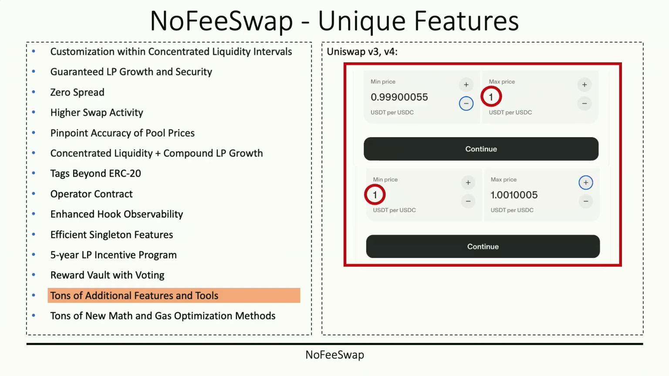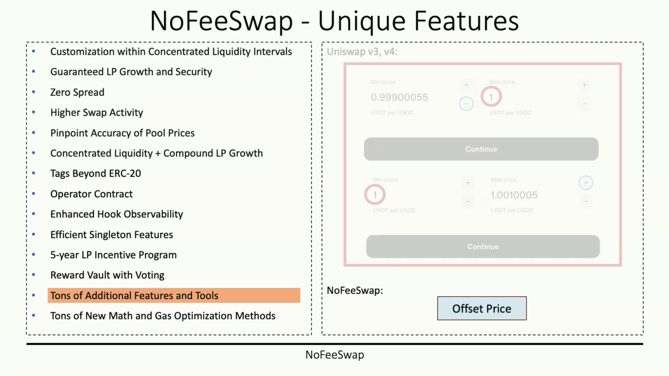For example, say you want to deposit liquidity in a stable pool, where the price is always around 1. Consider Uniswap v3 or v4. The tick that corresponds to price equal to 1 can be constantly touched by swappers because there is no offset. And this is another source of inefficiency. The way this is handled in NoFeeSwap is through a price offset.